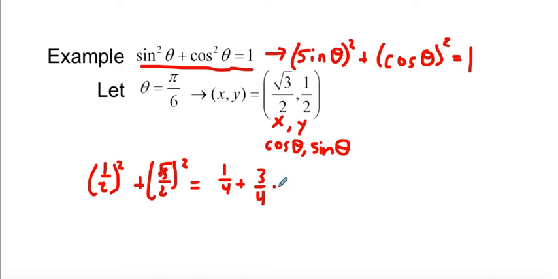So now I can just add my numerators. So that's the top number: 1 plus 3 is 4. And then write down the common denominator of 4. Then I can simplify that, and that should give me 1, which is exactly what we said it would do. Sine squared theta plus cosine squared theta should give us 1, and it did. So that was true.